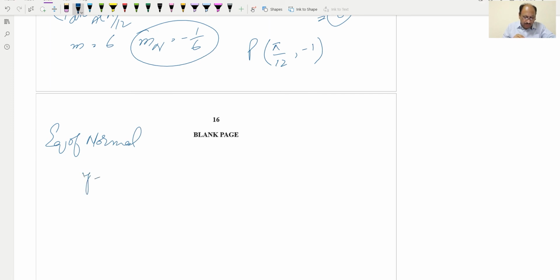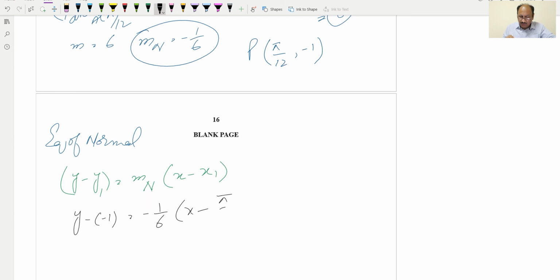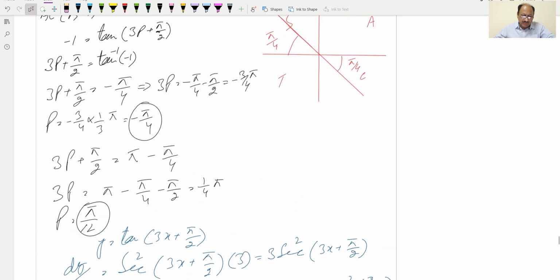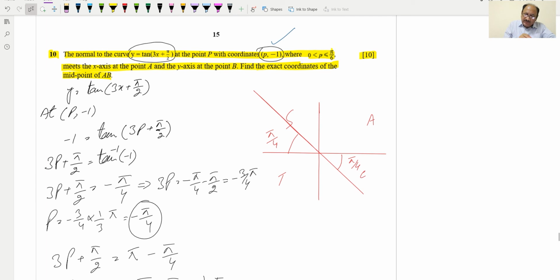So the equation of the normal: the formula is y minus y1 is equal to the gradient of the normal into x minus x1. This is the equation in which we will be replacing the values. So y minus y1 will be y plus 1 is equal to minus 1 by 6 into x minus pi by 12, and this is now our equation of the normal, and they are saying the equation of the normal meets the x-axis at point A.